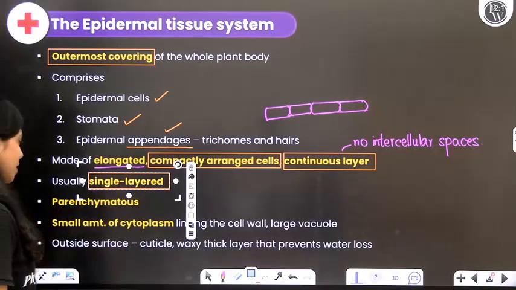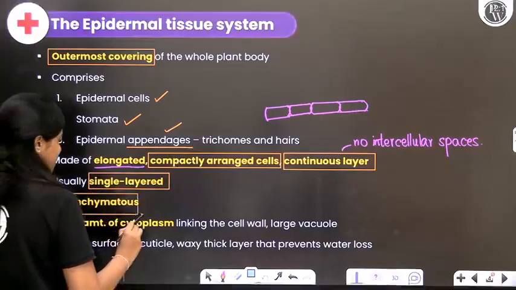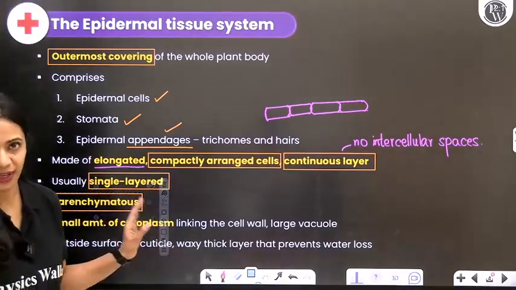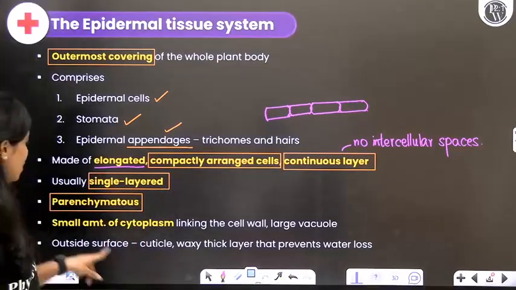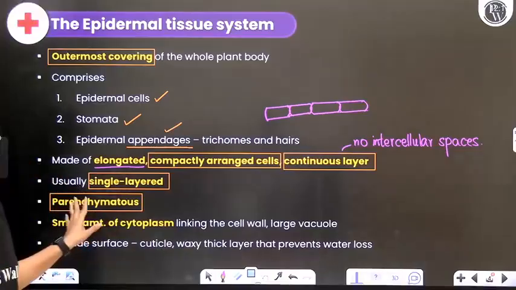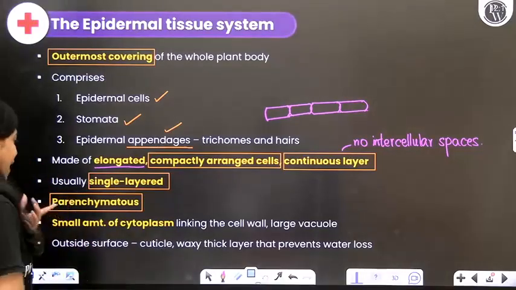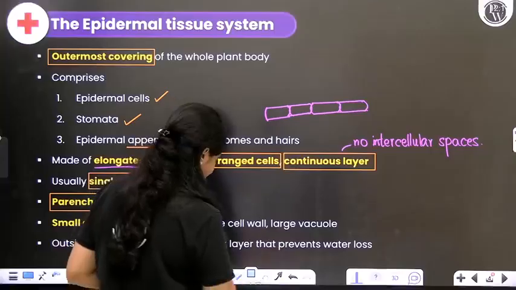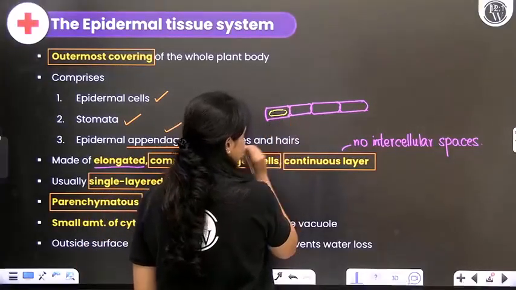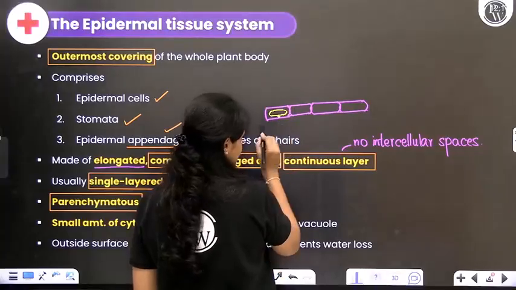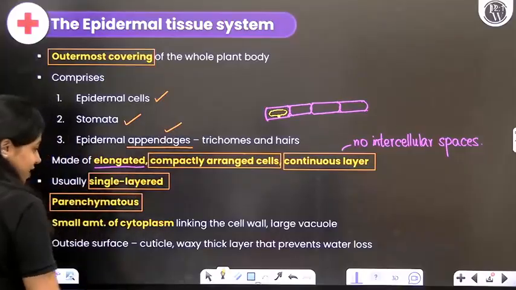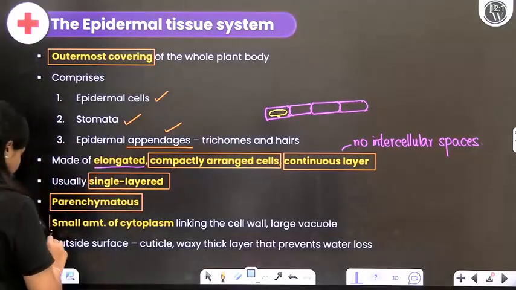Okay, I already mentioned this is made up of parenchyma. So how is this type of parenchyma? Parenchyma generally has a thin cell wall, right? The cell wall is not very thick. We already know that. Over here also, there is a thin wall present in these parenchymatous epidermal cells, and there will be a large vacuole in the center. Because the vacuole is occupying such a huge place and you need a nucleus also on the side, the cytoplasm kind of forms a thin layer on the outside. So there is a small amount of cytoplasm present.